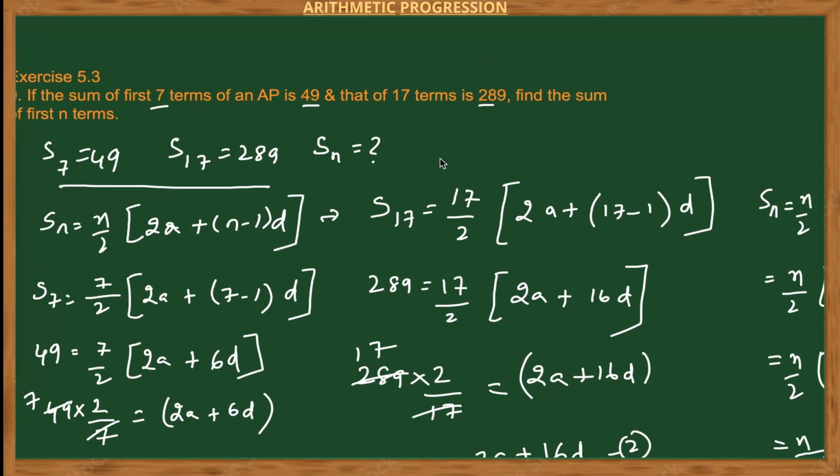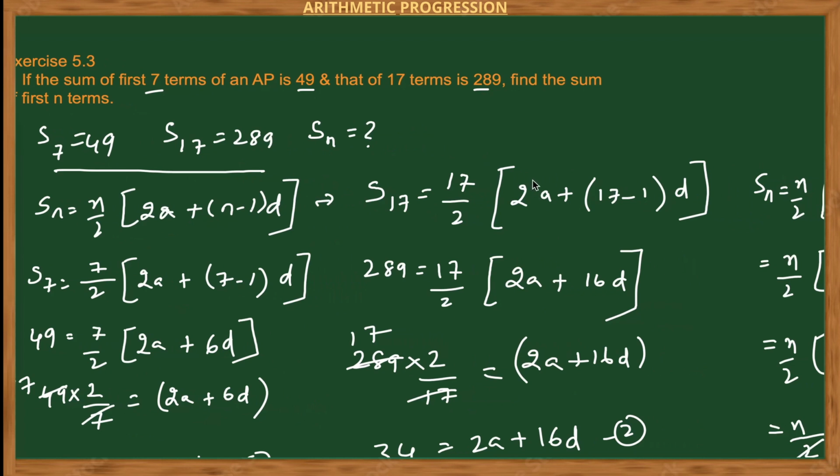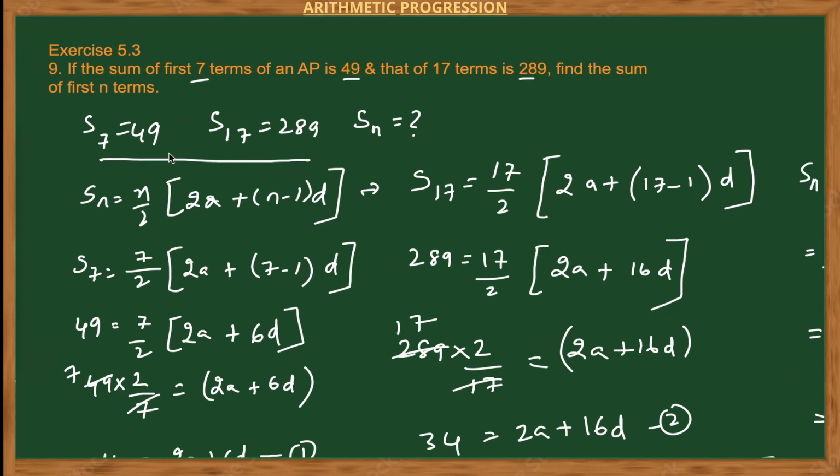So in this particular question, the hint is that when n is there, it will always be a square. So let's verify that from this question. How do we do it? Okay, so let's take 7. Sn is equal to n square. So if n is 7, it should be 7 square. 7 square is 49. Perfect.